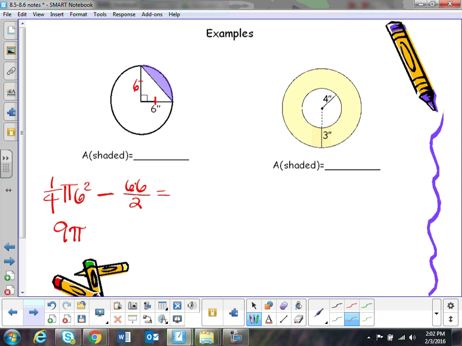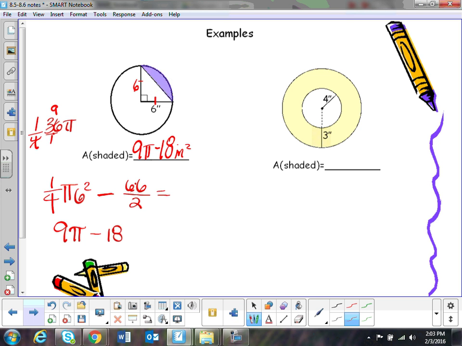36 divided by 4? 4 times 9 is 36. So 4 goes into 36 nine times. Right? You see it up there? A little bit better? Alright. Minus, what's that number? Can you subtract those two? No. If you were told to leave it in terms of pi, you stop there. 9pi minus 18 square root.